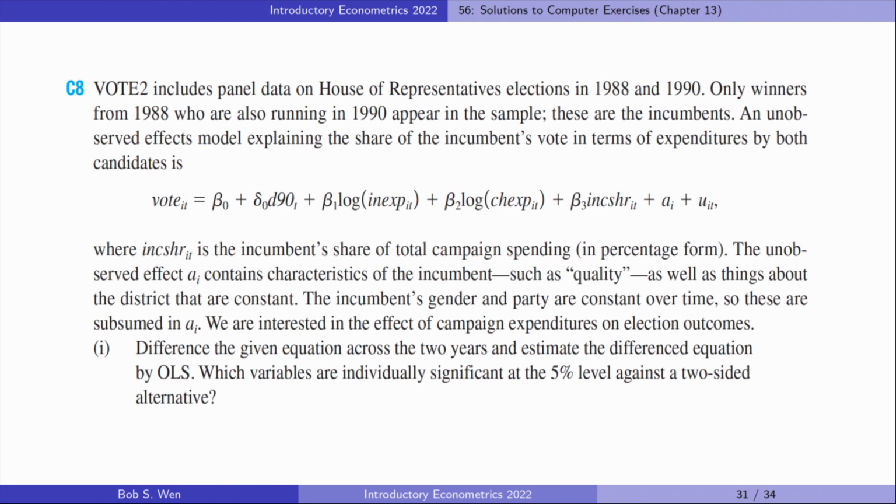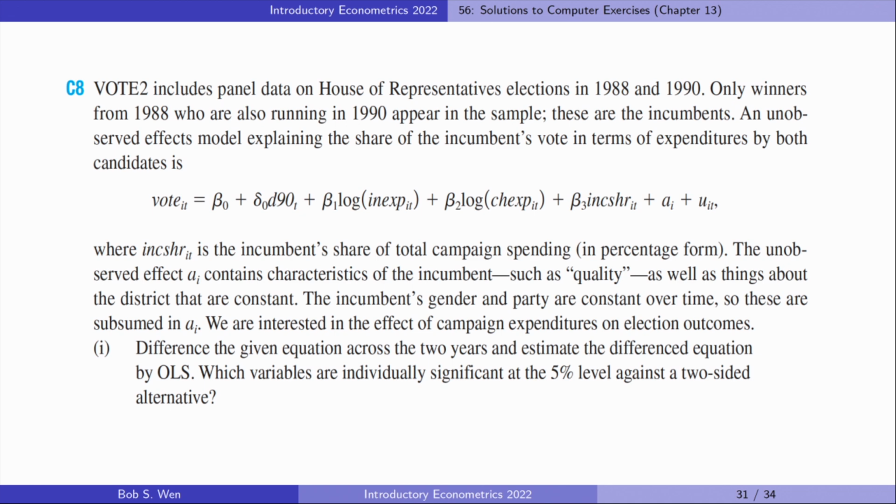Let's solve computer exercise 8. Row 2 includes panel data on House of Representatives elections in 1988 and 1990. Only winners from 1988 who were also running in 1990 appeared in the sample. These are the incumbents. An unobserved effect model explaining the share of the incumbents' vote in terms of expenditures by both candidates, and the incumbents' share of total campaign spending is as follows.